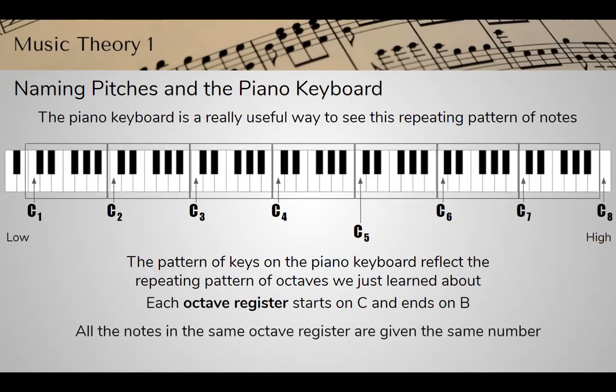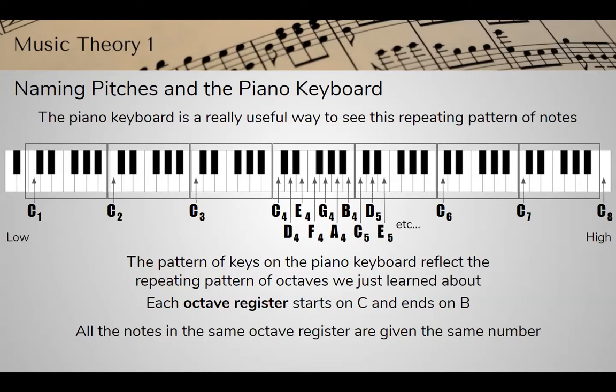Okay? And then, as you know from what we just learned, everything within that box, within that octave register, is given the same number. So anything to the right of that C4 will also be a 4. So we'll have D4, E4, F4, G4, A4, B4, and then we'll start again on C5. Then we'll have D5, E5, and we'll keep going from there.